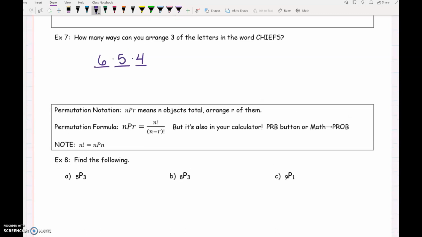So in this case, there are 6 letters in the word Chiefs. We are going to arrange 3 of them. There is a formula that you can follow, but honestly, there's a button in your calculator. We're just going to use the button in our calculator. I just need you to know when to use NPR and when to use NCR. We're going to cover NCR tomorrow.